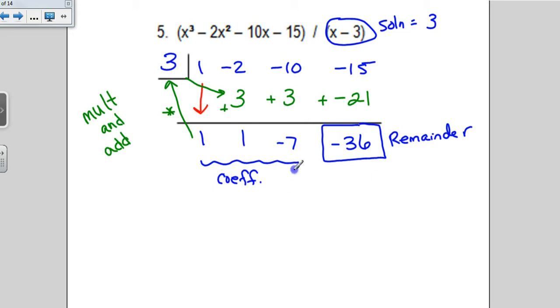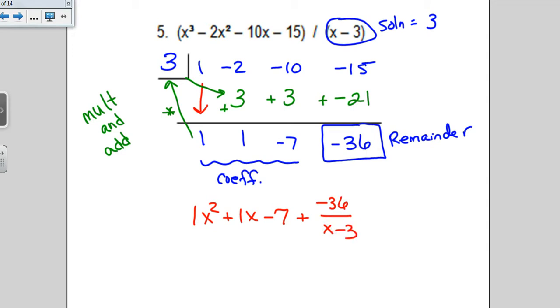So what we have to think about here is we had an x to the third and we divided it by an x to the first. And what would be left would be an x squared. So this first coefficient goes along with the 1x squared. And then after that, it's in standard form order. So 1x squared plus 1x, and then this last number is your constant term, minus 7. And then remember what we do with remainders is we write them as a fraction because they're still technically being divided. So the negative 36 over x minus 3.